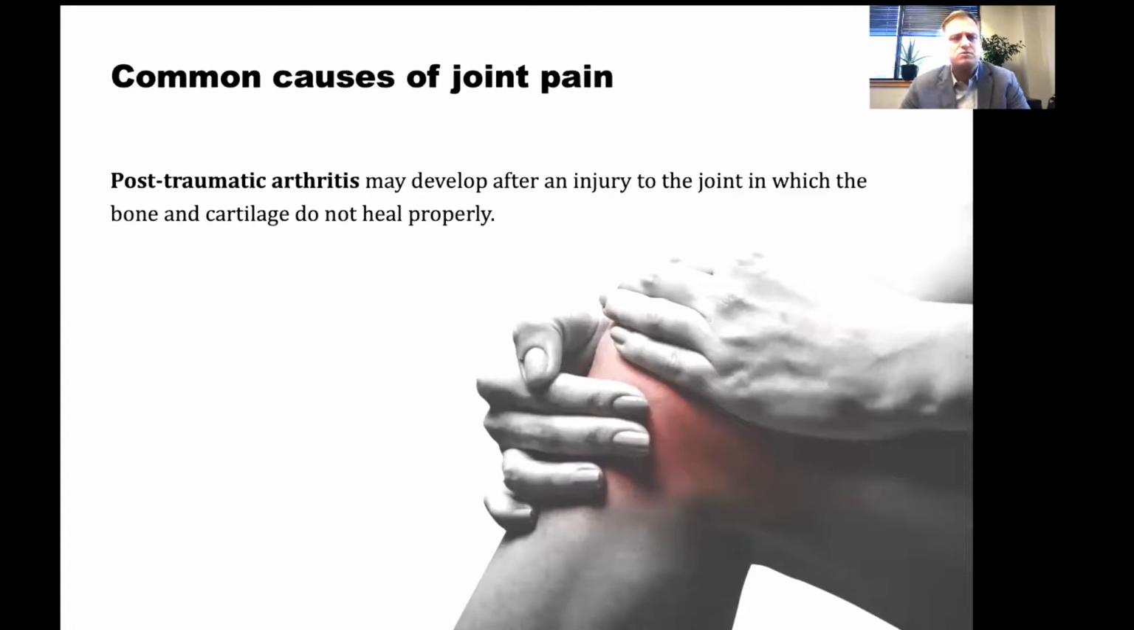You can also get post-traumatic arthritis, where you have an injury like an ACL tear or a car crash that can damage the cartilage inside your knee and can cause pain. It cannot heal properly and can accelerate quite quickly after an injury.